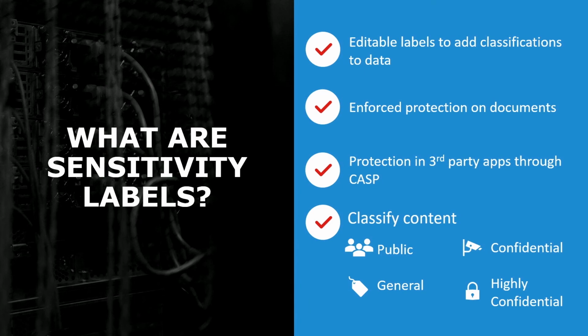But the ones that we have at the bottom are just some general labels that we see would probably fit in most circumstances. So, enforce protection on documents. Just like we saw with data loss prevention, allows you to take action on the documents depending on the label that's attached to them. So, ensuring that this can't be shared externally, ensuring that it can't be properly downloaded in third-party applications.